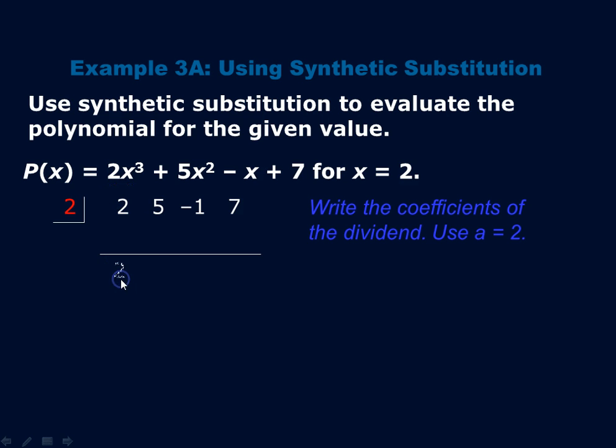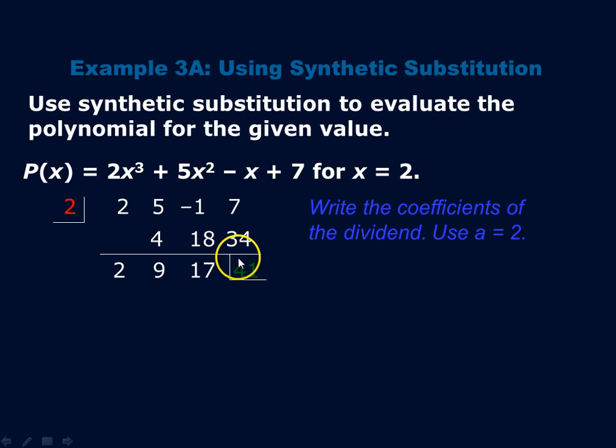Bring the 2 down. 2 times 2 is 4. 5 plus 4 is 9. Times 2 again is 18. Negative 1 plus 18 is 17. Times 2 is 34. 7 plus 34 is 41.